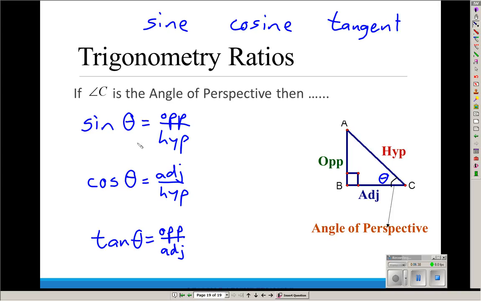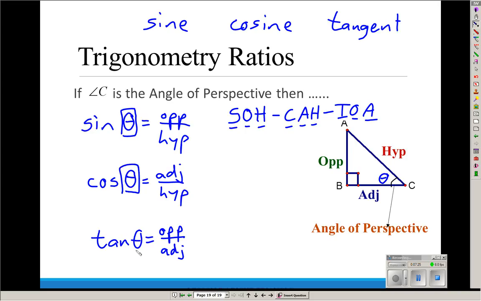Now, how do you remember these formulas? Because this is a bit complicated here. What we have is these three words. SOHCAHTOA. So means sine equals opposite over hypotenuse. Cah means cosine equals adjacent over hypotenuse. Toa means tangent equals opposite over adjacent. SOHCAHTOA. If you remember SOHCAHTOA, you can remember these three formulas very easily. Remember that the sine, cosine, and tangent are all using theta, the angle of perspective. Sine of theta, cosine theta, tangent theta.